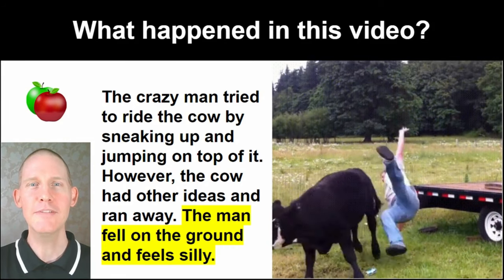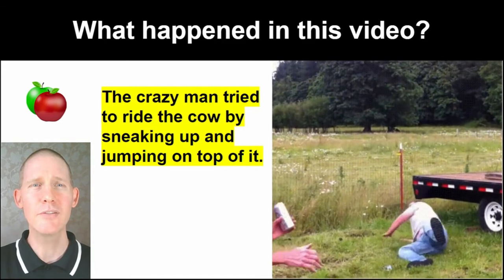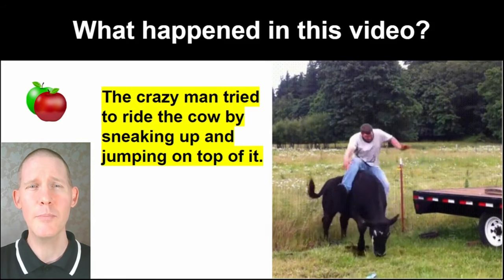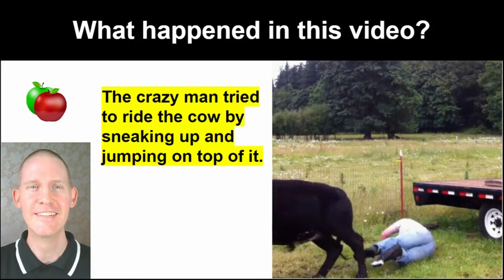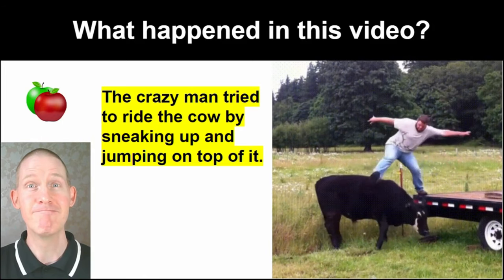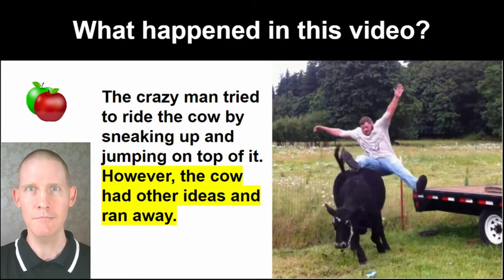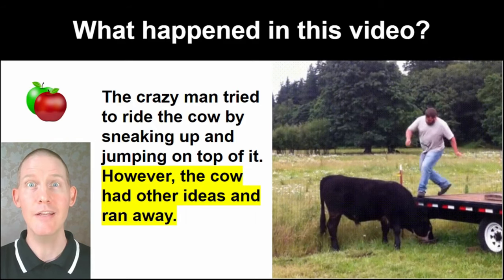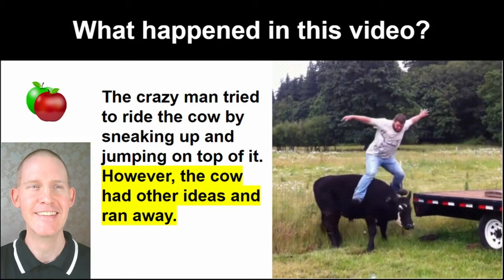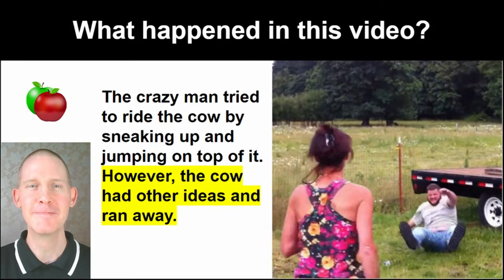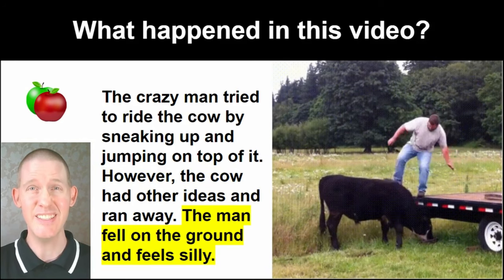Okay, let's do pronunciation. Repeat out loud. The crazy man tried to ride the cow by sneaking up and jumping on top of it. However, the cow had other ideas and ran away. The man fell on the ground and feels silly.